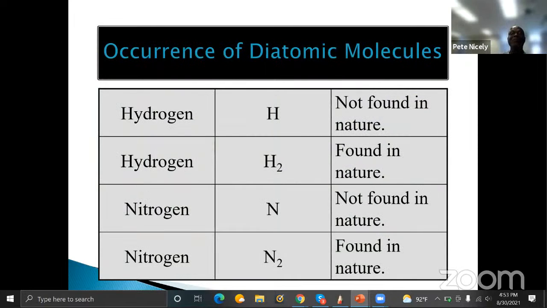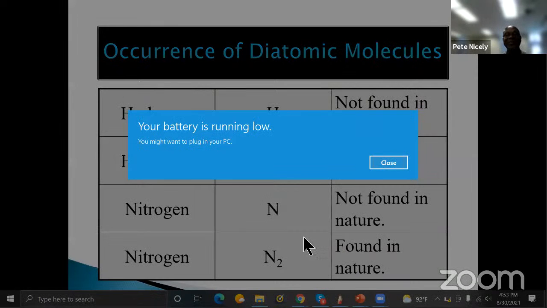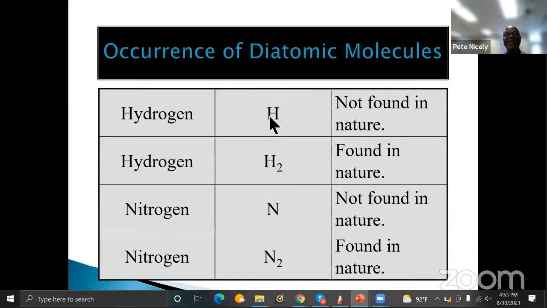Okay, so basically when it comes to diatomic molecules, they exist as such in nature. So for example, you will never find H or hydrogen exist as a monatomic molecule. It will exist as a diatomic molecule. And the same is true for nitrogen.